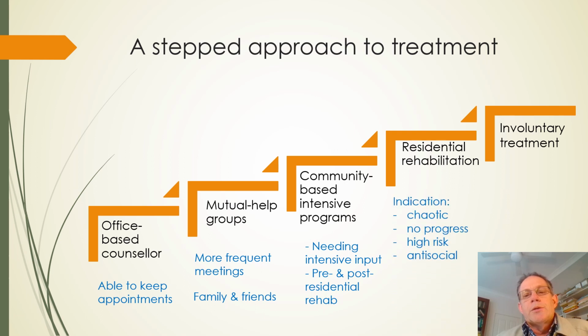Residential rehabilitation is for people who are more chaotic, who have not made any progress with less intensive treatment programs, who may be at high risk from the level of substance use that they're engaged in, and who may have a level of antisocial behaviour that needs managing. Involuntary treatment is not commonly used, and it's really only legally indicated for people who are at risk of death or who have a mental incompetency. De facto, it is used in people going to jail, where there's a high level of forensic behaviour also.